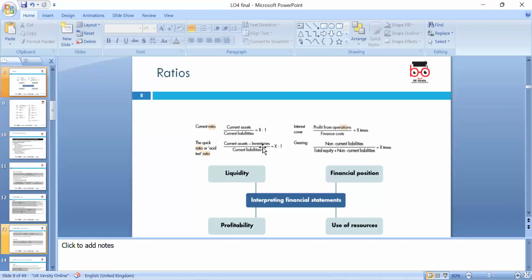The liquidity ratio is the current assets divided by the current liabilities. Liquid means anything which we can convert into cash, or cash itself. The quick ratio normally is not looking at inventory.